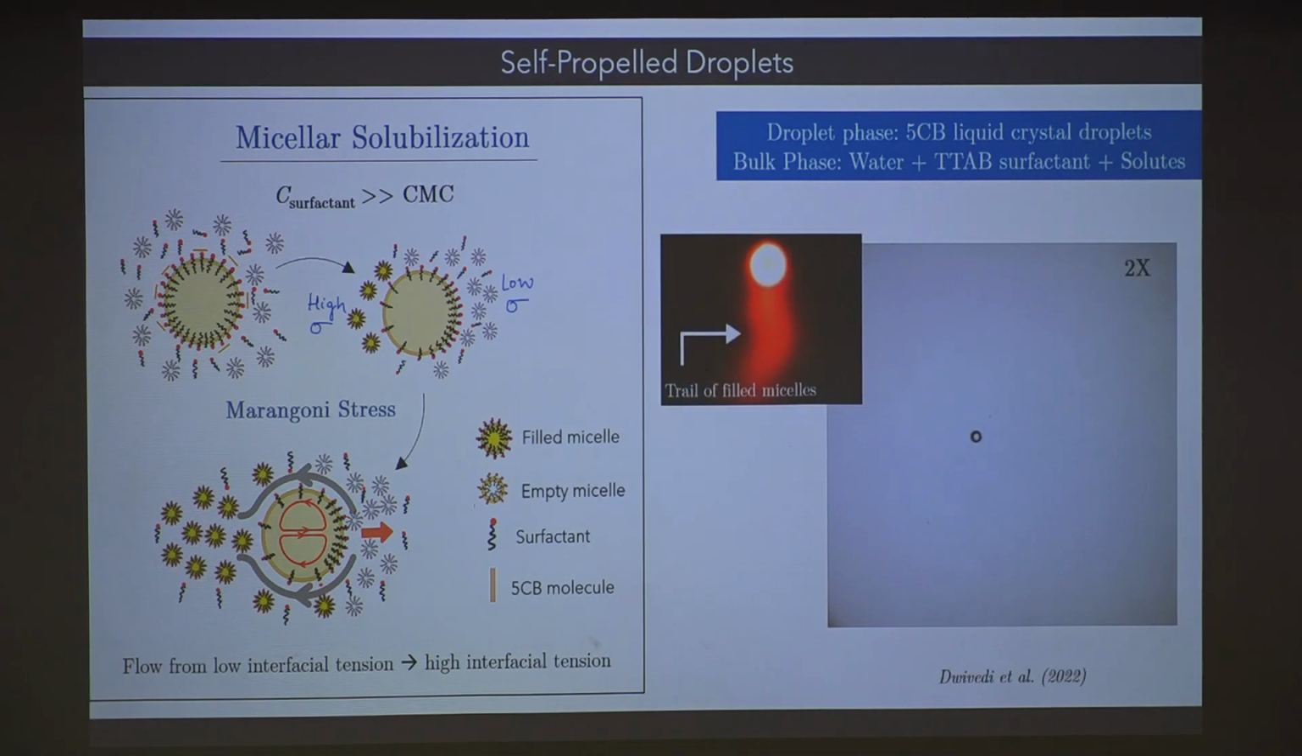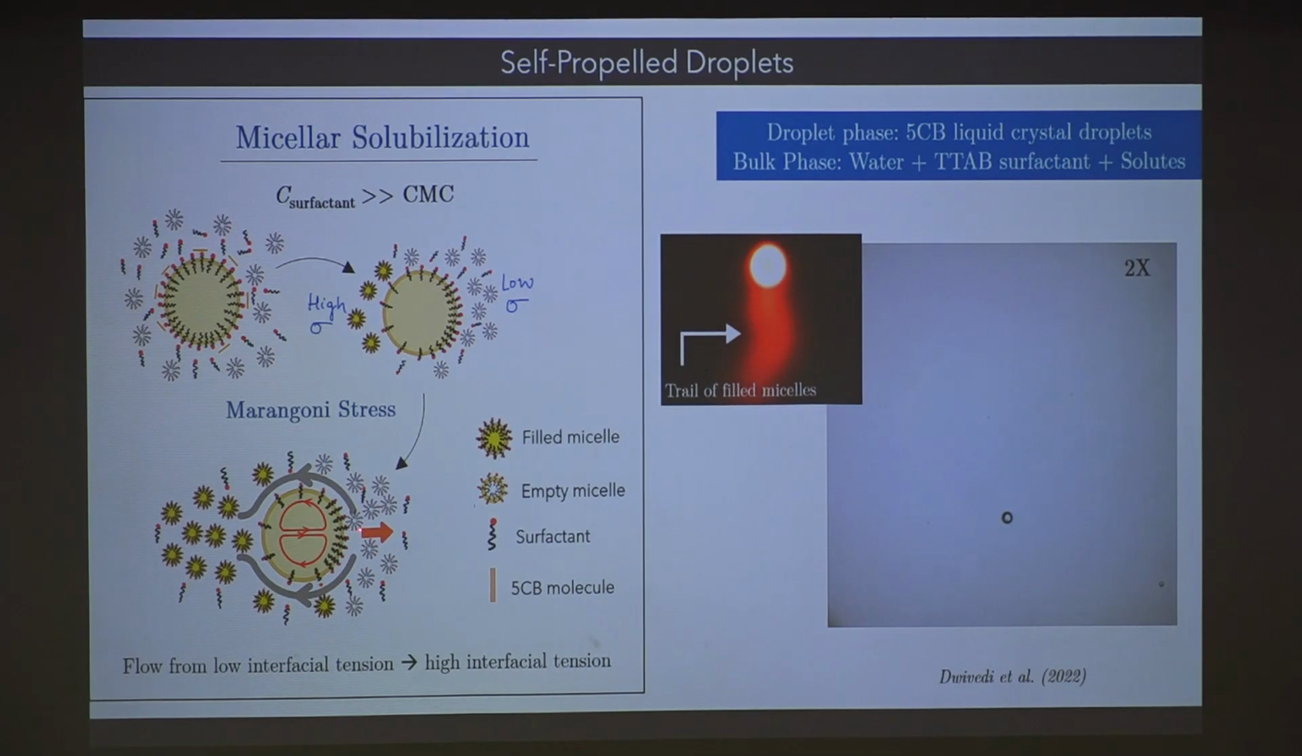So in our lab, what we have used is 5CB liquid crystals as the oil phase, and we have suspended these droplets in water with TTAB as surfactant, and then we have added a variety of solutes to understand their effects, right? So once we have the system in place, we see very beautiful active motion, self-propelled motion of these droplets, and we also added some sort of dye in the droplets to visualize a trail of filled micelles. In this video I'm showing you this very nice trail of filled micelles which these droplets leave in their wake while they are trying to self-propel.